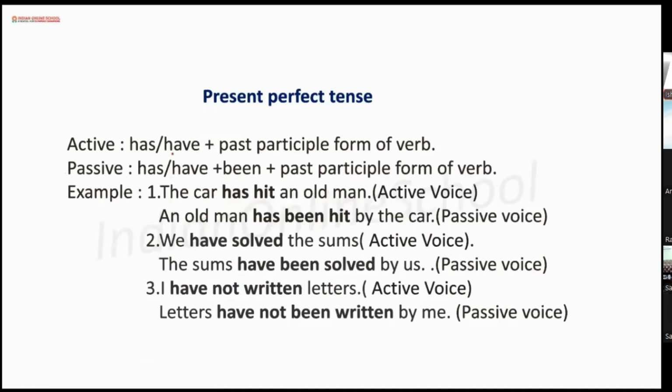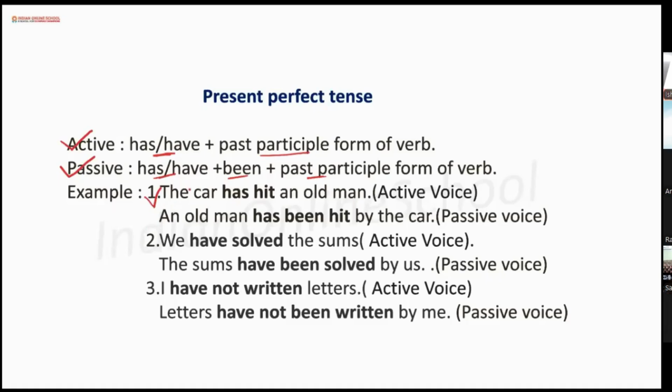How will we know the present perfect tense? It has, have, and again the past participle form of the verb. Okay? With the active voice, it is has, have, and the past participle form of the verb. So when you convert the active voice into the passive one, we have has, have, then comes been, and the past participle form of the verb. Okay? Now, Raju, can you read the first example for me?